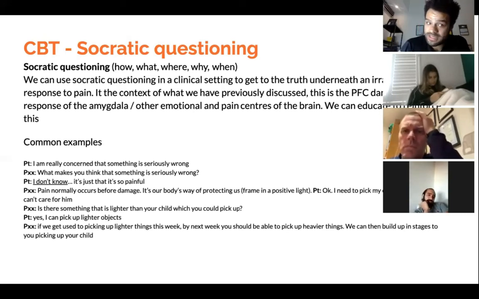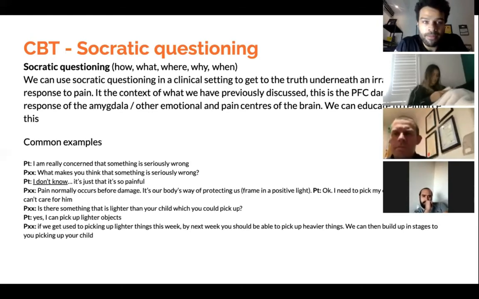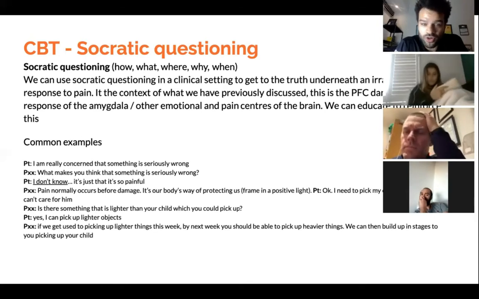Once again, this is the patient responding, "I don't know. It's just so painful." They're starting to show doubt. Then you can educate. Pain normally occurs before damage. It's our body's way of protecting us. You can frame this in a positive light. So by saying that pain is trying to protect you, you're reframing pain in a positive light. It's no longer the enemy. It's the friend which has got out of control.